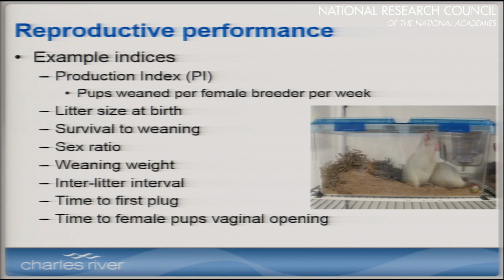So reproductive performance, there are a number of indices that can be utilized. This was the initial list we started with. Some of these may look very straightforward. Some of them may seem a little new to you. So production index, which is the number of pups weaned per female per breeder per week. This is essentially a measure of the productiveness of the colony in general. We use this quite commonly across our operation to evaluate one colony against another.